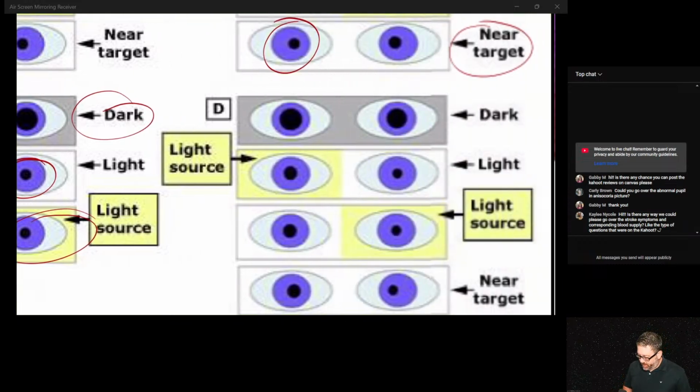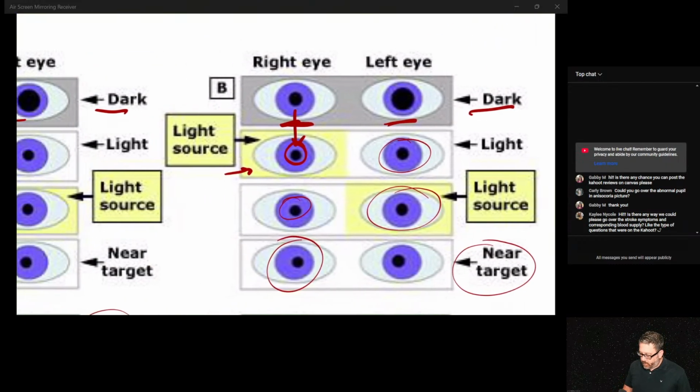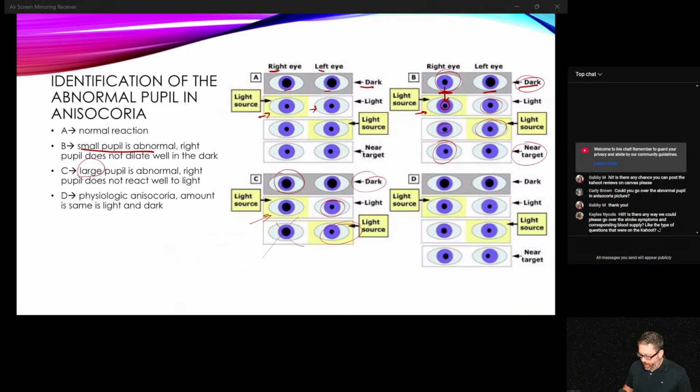In this case, when you put them in the dark room, immediately you see one eye is constricted compared to the other. That gives you the clue right there that that's the affected eye, because in a dark room it should dilate and it's constricted. So I hope that answers your question about the anisocoria. Cara, I think you missed that class also, so maybe I think you were back for that one. Next is stroke symptoms and blood supply.